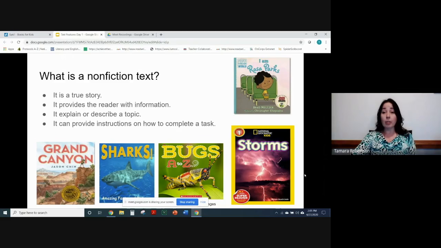It can explain or describe a topic, and it can also provide you with instructions on how to complete a task. So let's look at a couple of examples. If I were to read this biography, I Am Rosa Parks, it would provide me with information about Rosa Parks' life. If I were to read this nonfiction book, Storms, it would explain to me how storms are formed. It would describe the different types of storms for me, and it would also provide information about each kind of storm. So nonfiction texts are true stories or books that provide true information. They are not made up. It's true.